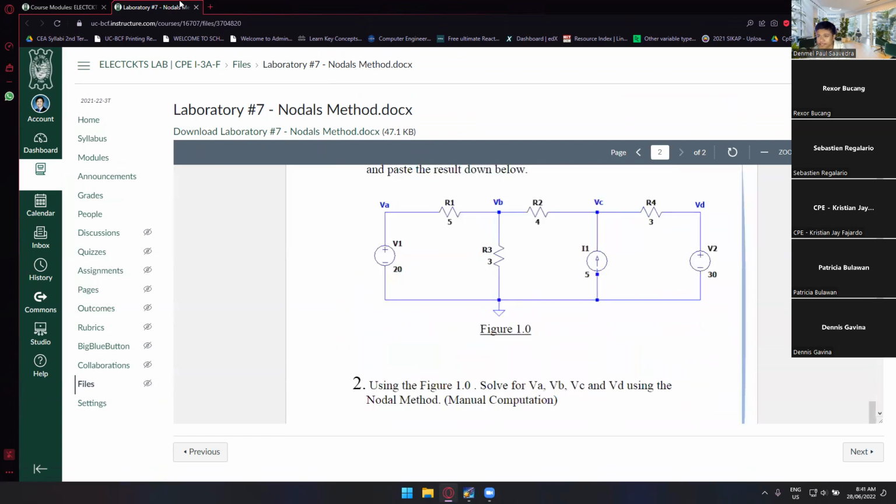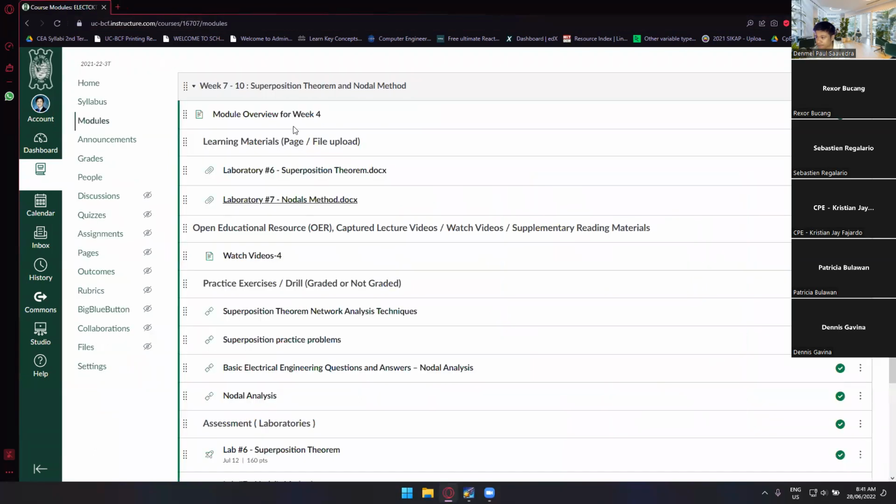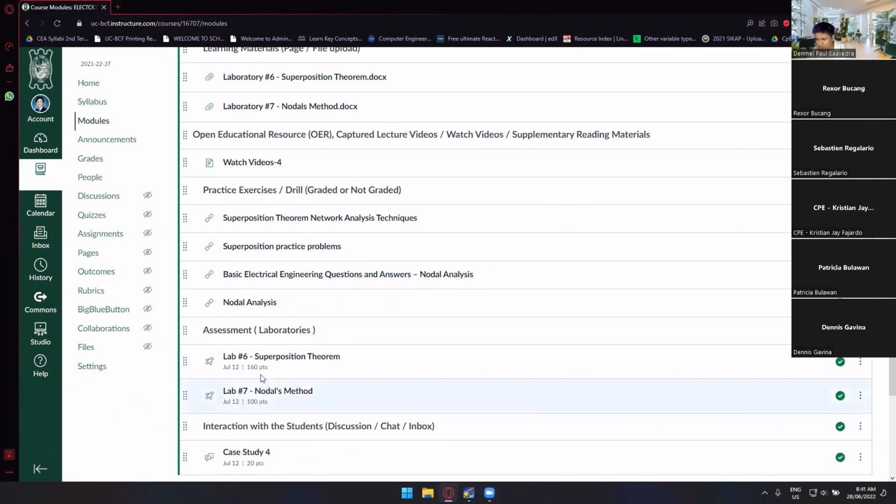So just let me know, guys, if you encounter a problem or an issue upon doing this one. But I think everything went smoothly last year, so probably there is no problem with your lab number 6 and 7.